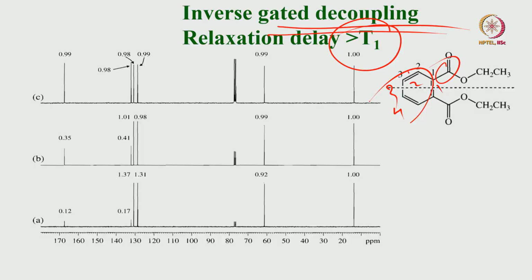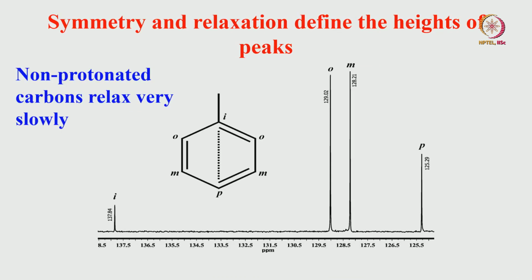But different carbons may have different relaxation times. Consider the carbon which has the longest relaxation. Give 5 times that and record the spectrum with the same NOE. Look at it, what is happening. All the carbons are of equal intensity. And this is the beauty. So what is important is that the relaxation matters and the symmetry also matters.